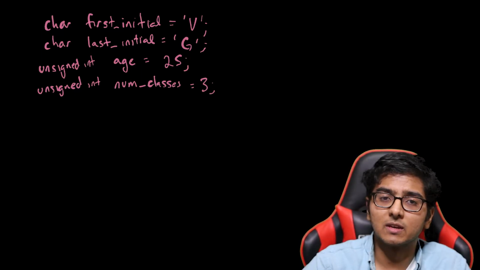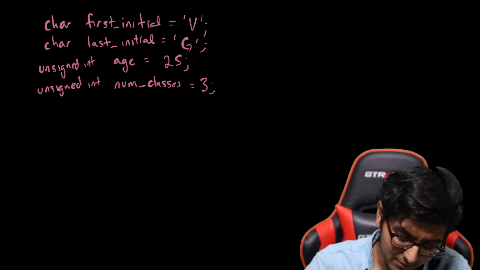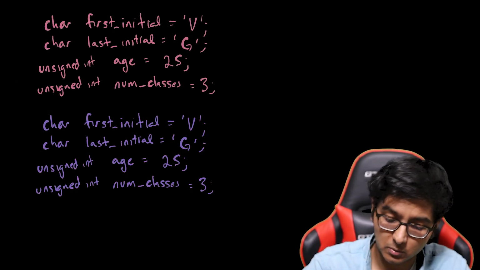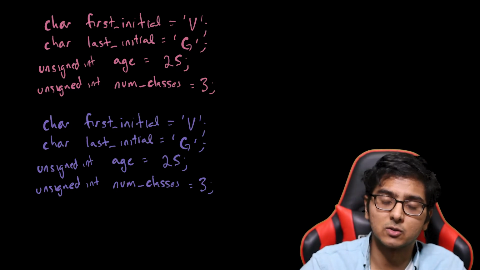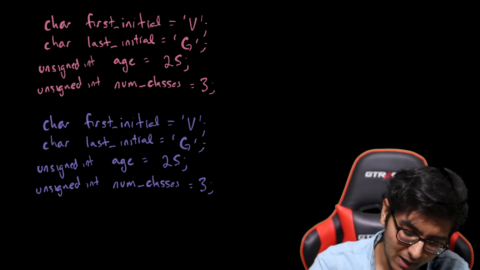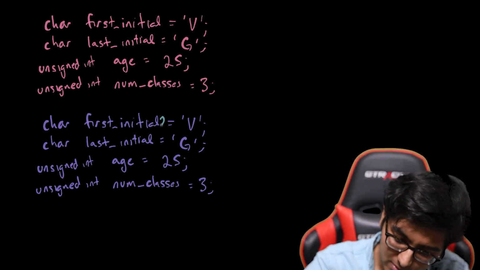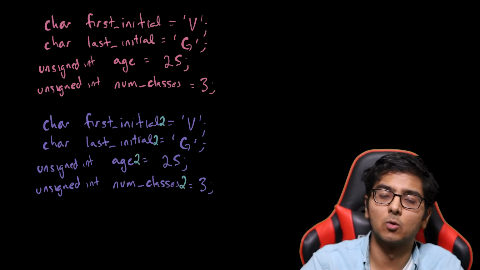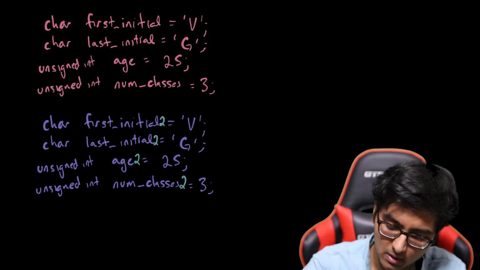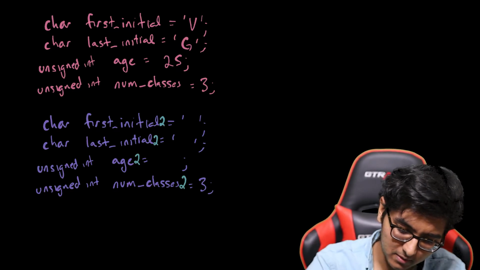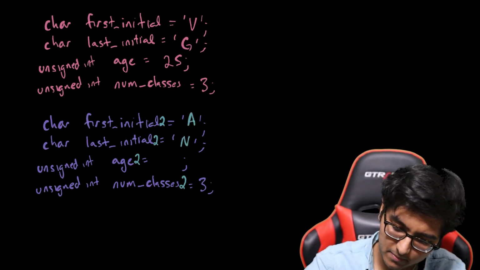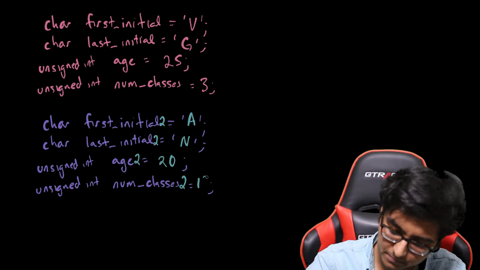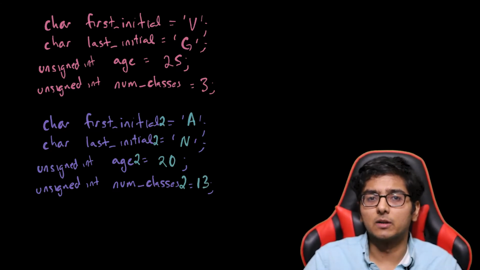So while a student has all of these things, what if I wanted to make a new student? I would effectively have to copy all of these over again and make them true for another student as well. Except because I already have the variables first initial and last initial, I would have to rename these variables to be first initial 2, last initial 2, age 2, and num classes 2, to represent that these are whole new variables that are holding some other value. In this case, these variables may be slightly different. You might have A and M for their last initial, age might be, let's say, 20, and this student might be taking 13 classes. But this is actually really, really cluttered to read.